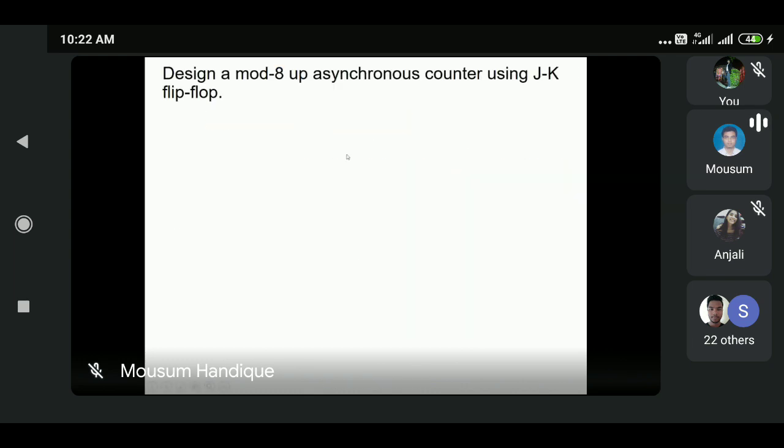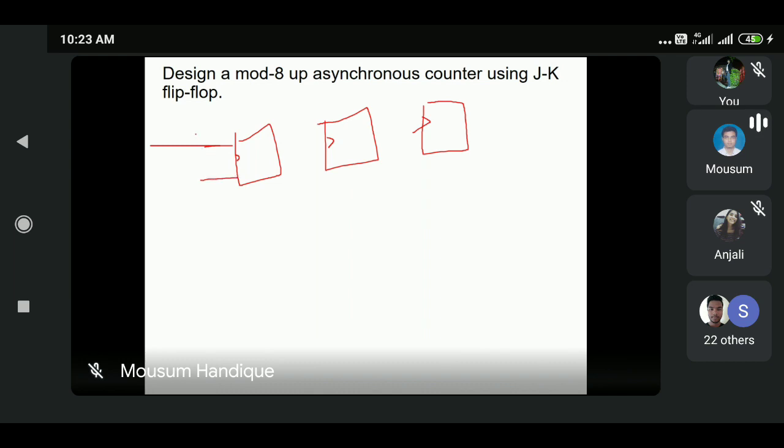Here also we are using 8 because we are using 3 flip-flops. How many flip-flops are we using? The 3 flip-flops. And these are all the clock pulses. So check the condition. Here, this one is the J and this one is the K.